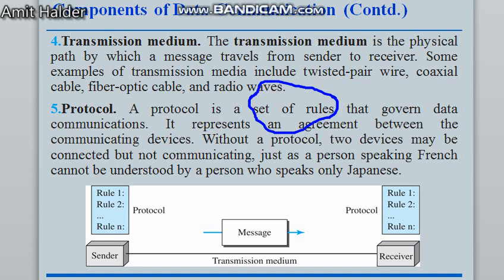That's the agreement between the communicating devices. That means there is a set of rules in the sender section, and a set of rules in the receiver section. If they both agree on these things, they can really communicate with each other. Just as a person speaking French cannot be understood by a person who speaks only Japanese, they have to have a common platform. That is the protocol, a set of rules that govern data communication, representing an agreement between the communicating devices. So that's the important thing.